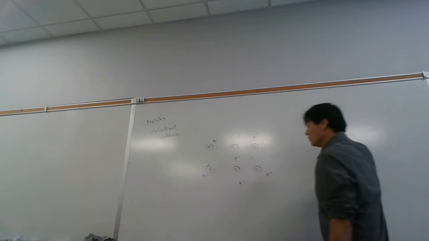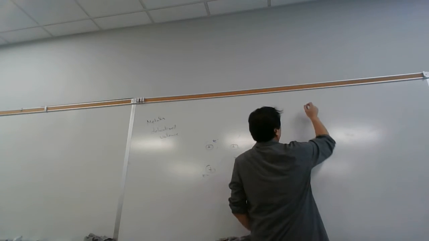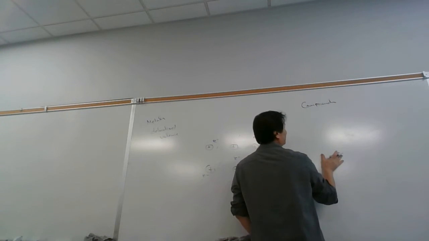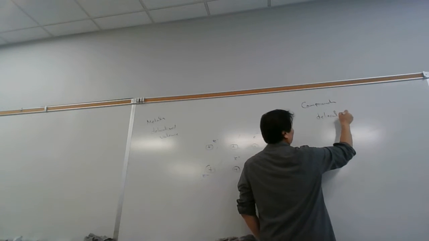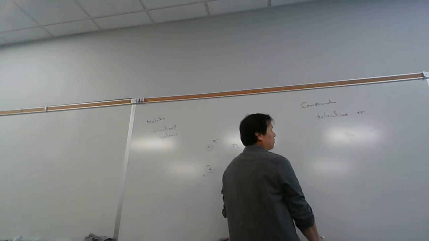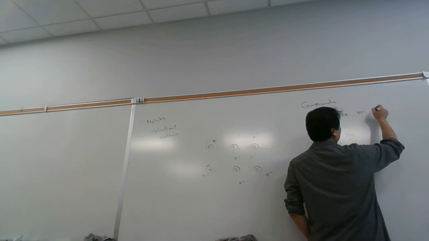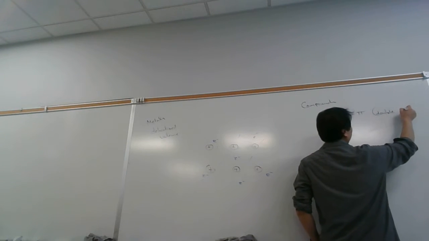We call these delocalized pi electrons. I'll get some compounds here. The other case of delocalization is delocalized pi. This is like pi, not 3.14 pi, but a different pi. Delocalized pi. Pi are double bond electrons.